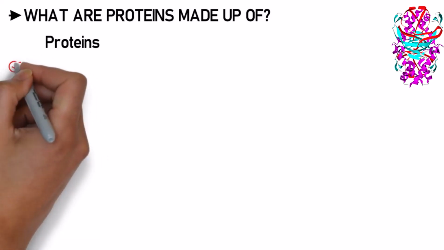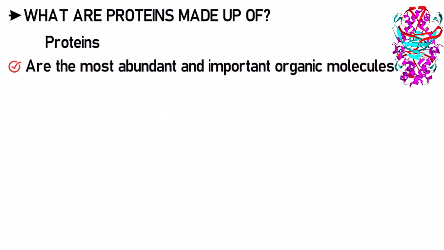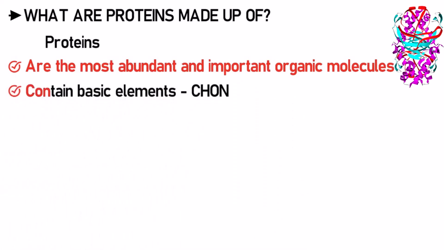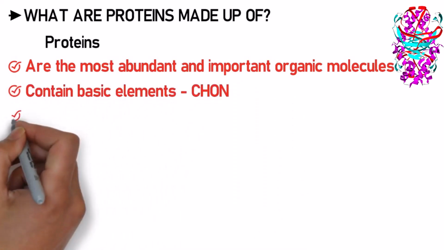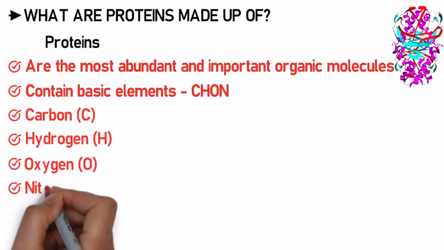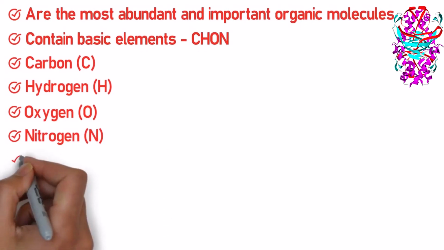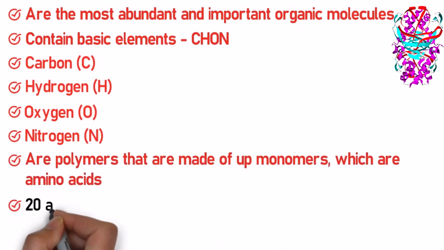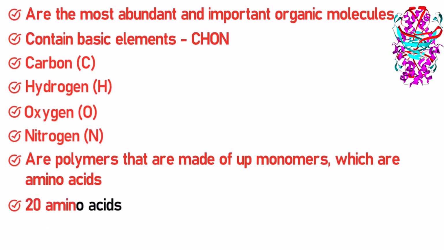Proteins are the most abundant and important organic molecules of the human body. They contain the basic elements that carbohydrates and lipids do, which are carbon, hydrogen, and oxygen, and they also characteristically contain nitrogen as well. Proteins are polymers made up of amino acids, their monomer. There are a total of 20 amino acids that can rearrange to make a wide variety of proteins.